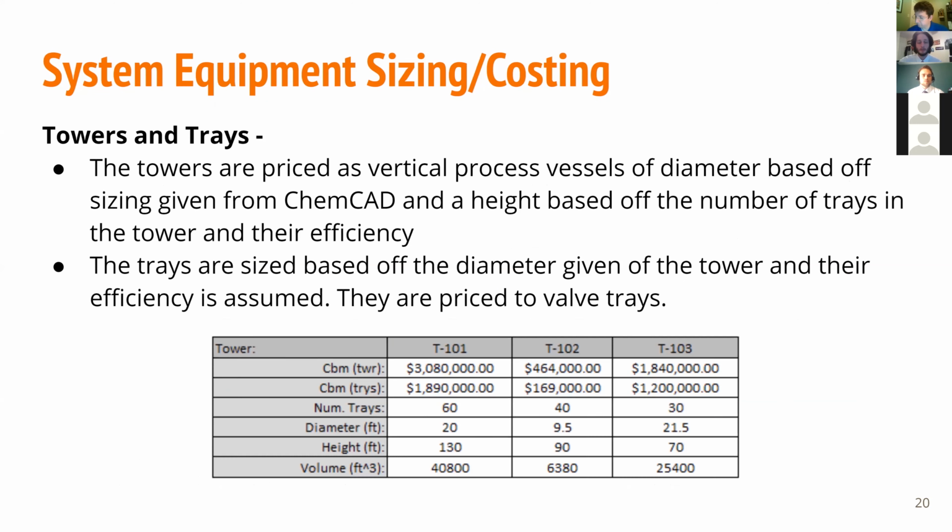Next, the towers were priced as vertical process vessels with a diameter based off of sizing given by KimCAD and a height based off of a theoretical number of trays and a tray efficiency to actually get a real life number of trays for that tower separation. The trays were priced as sieve trays with a diameter the same as the tower and with a number based off of that tray efficiency, like I just mentioned.